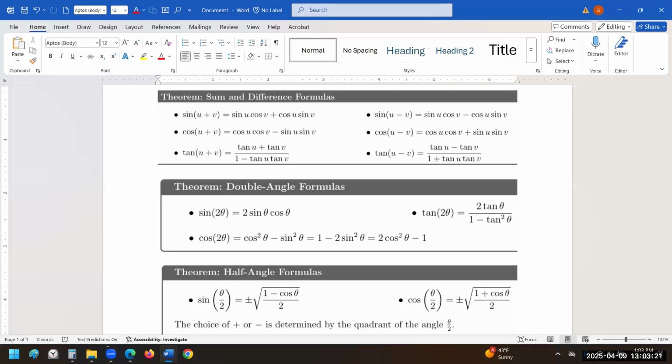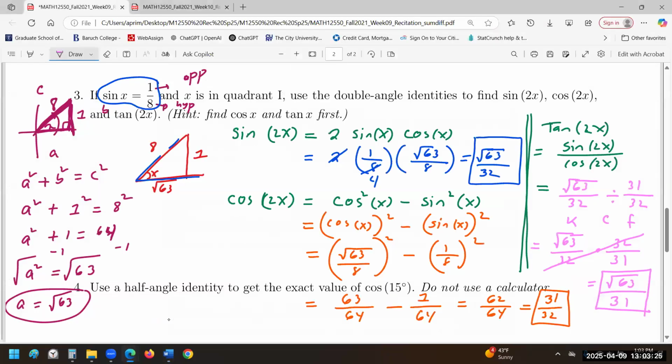So for this one, it says we have sine of x is 1/8. Find the double angle for sine, cosine, and tan. So I went to the double angle formulas for sine, cosine, tan. And if you realize, all of them have sine of a single angle or cosine of a single angle. And they gave us sine of the single angle only. So we need to know what is cosine of the single angle.